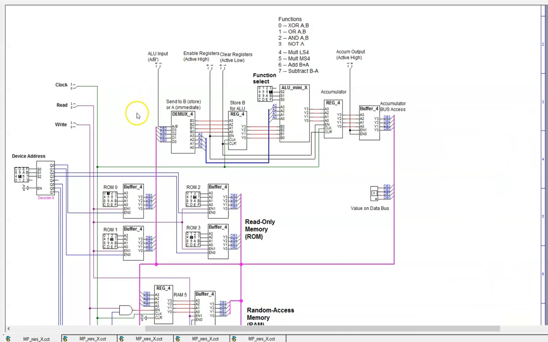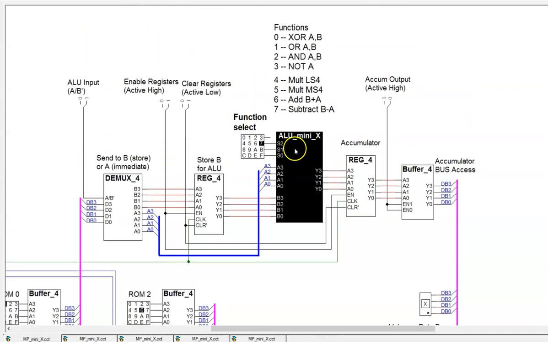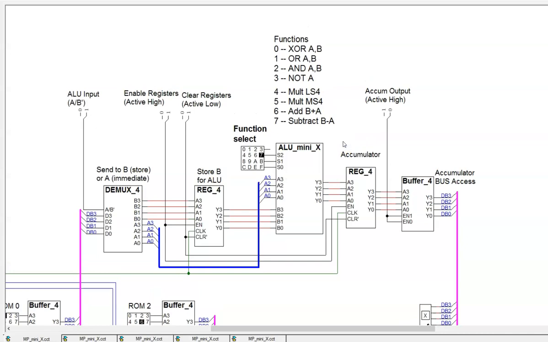The processor centers on the ALU, or arithmetic logic unit. As the name suggests, this device can do arithmetic or logic operations. You can think of it as a calculator. There are two input values, here named A and B, each with 4 bits, and one function select, which together determine the 4 output bits.